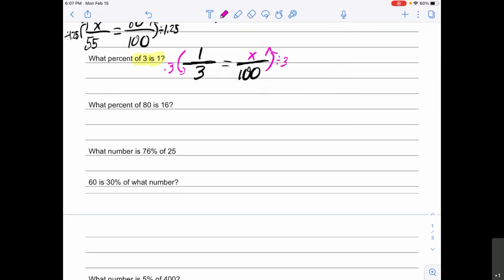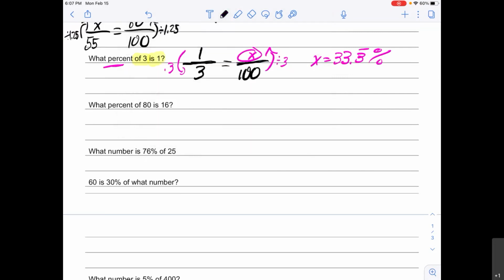100 divided by 3, that's 33.33. 33.3 repeating, really. And that is a percent, because anytime my answer is on this side, my answer is a percent. And that's lined up with the question, what percent of 3 is 1?